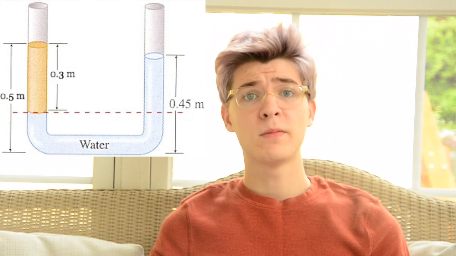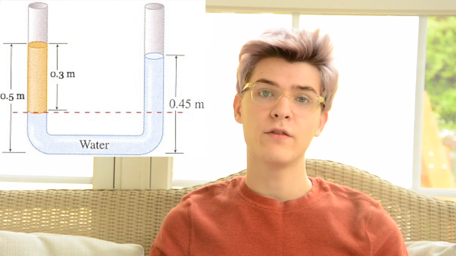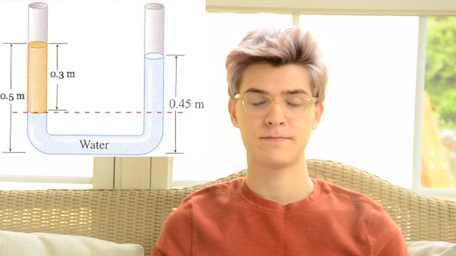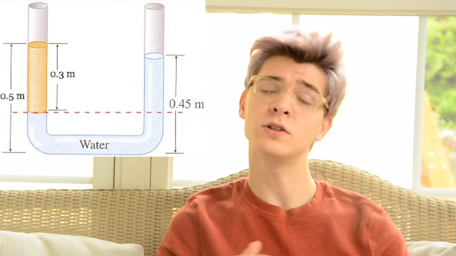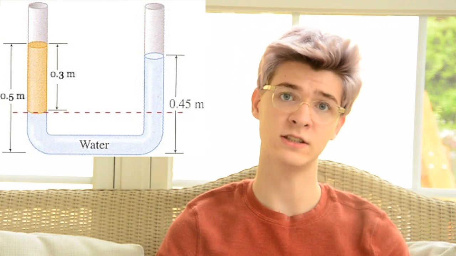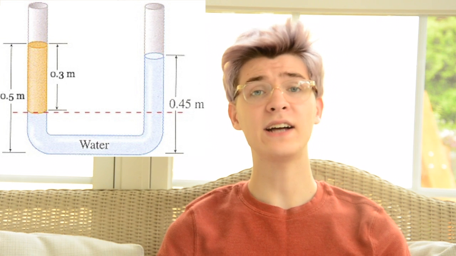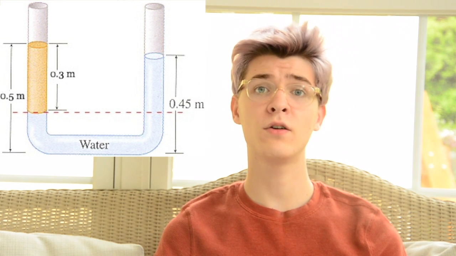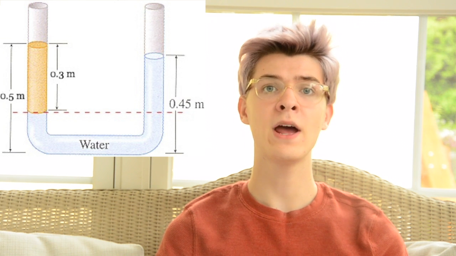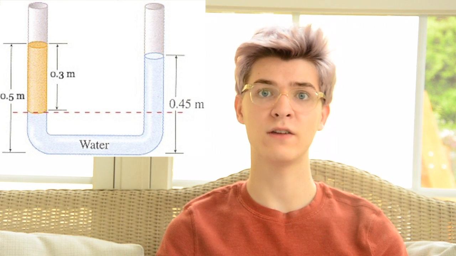The first step in a problem like this is to draw a reference line from which you will be measuring your heights. For this problem, I will be using the boundary between the two fluids as my reference line. As you can see, the problem gives us that there are 0.3 meters of the unknown fluid on the left side of the tube, and we can use the information given to find that there are 0.25 meters of water on the other side of the tube.